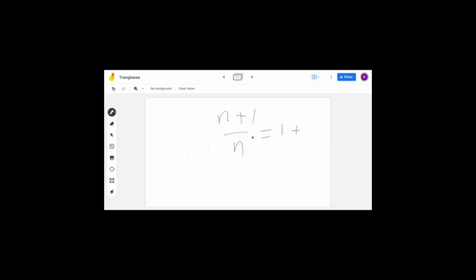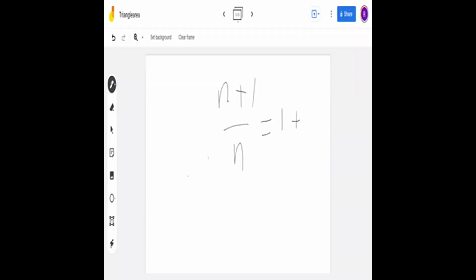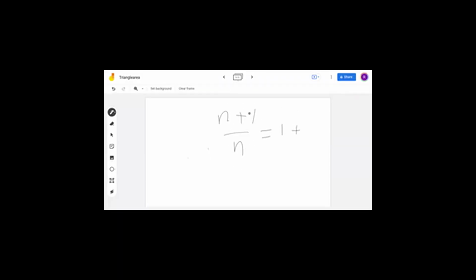Simplify this, n plus 1 divided by n. How much is it? What is n plus 1 divided by n? How much is it? Is it 1? One by n, sir.